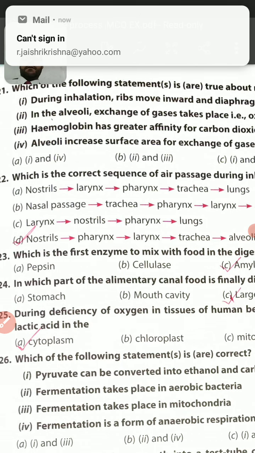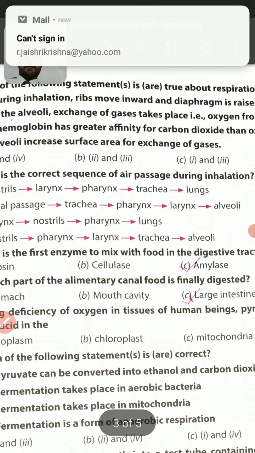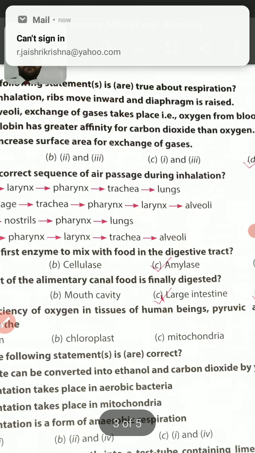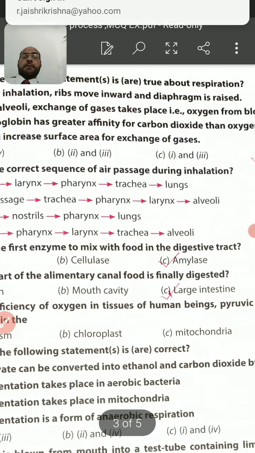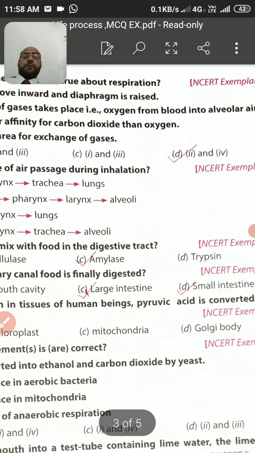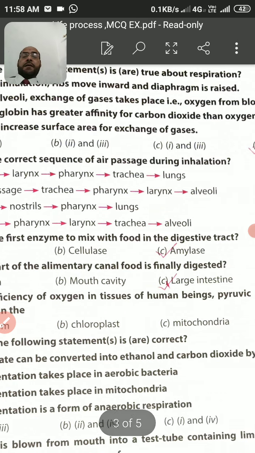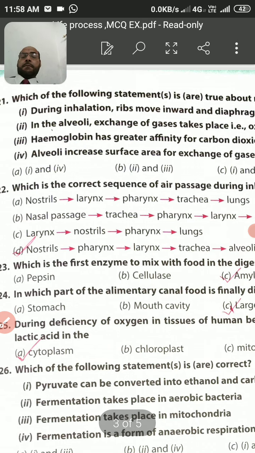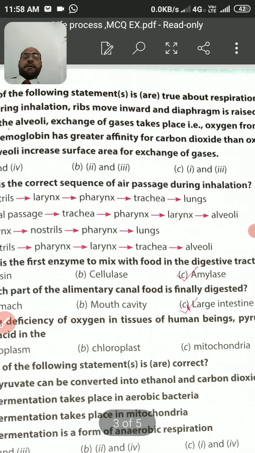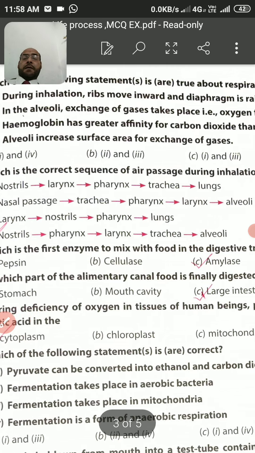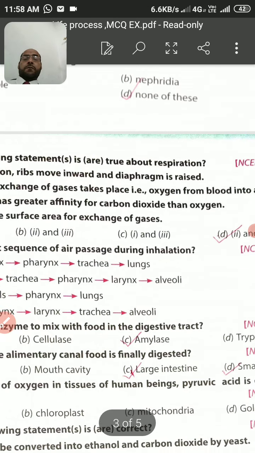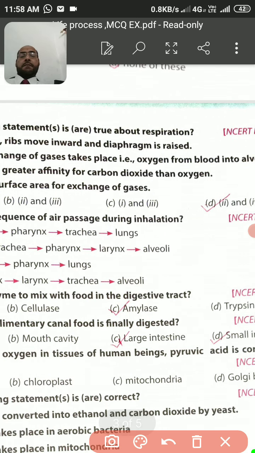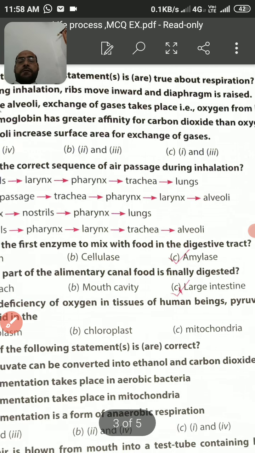Now hemoglobin has greater affinity for carbon dioxide than oxygen. No. Alveoli increases the surface area of gases. So the answer will be second and 4. The answer will be second, that is, in the alveoli exchange of gases takes place, and 4, alveoli increases the surface area of the exchange of gases. So the answer will be second and 4. So take care of this question.